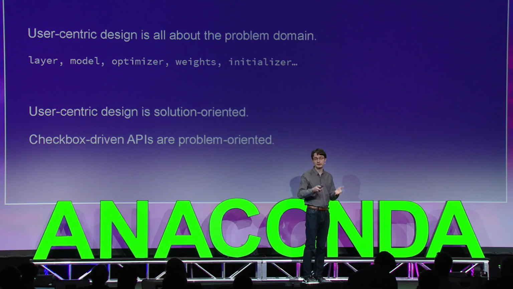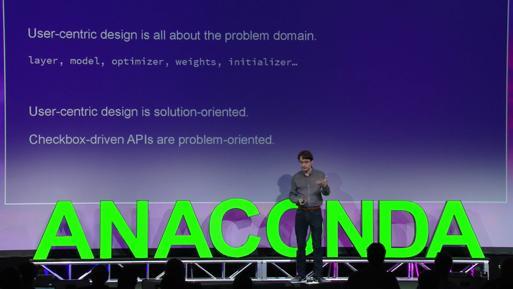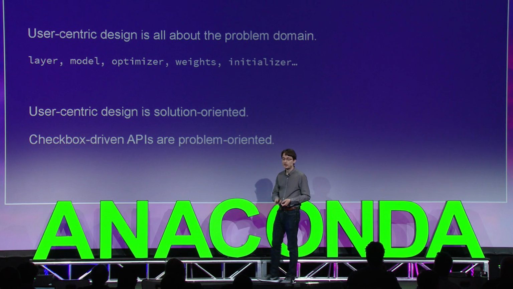So the opposite of that is really user-centric design, where every concept in your API maps to an action that the user wants to take, so domain-specific concepts. So if you're writing a deep learning API, for instance, you're going to feature objects like layers, models, optimizers, and so on, because these are the objects that users want to work with, not sessions and buffers and so on, because these are not deep learning concepts.